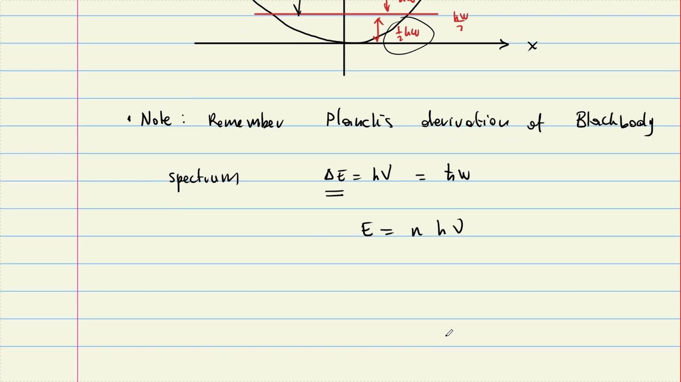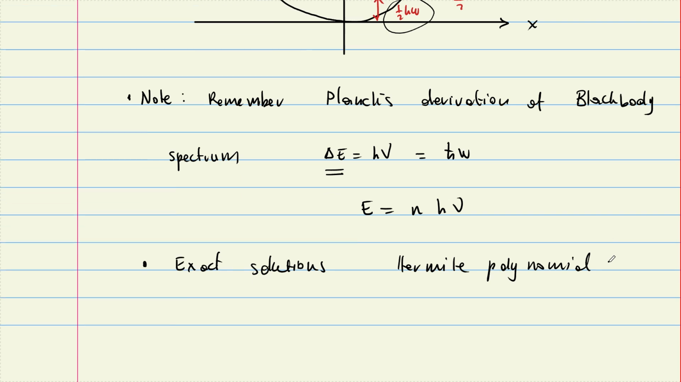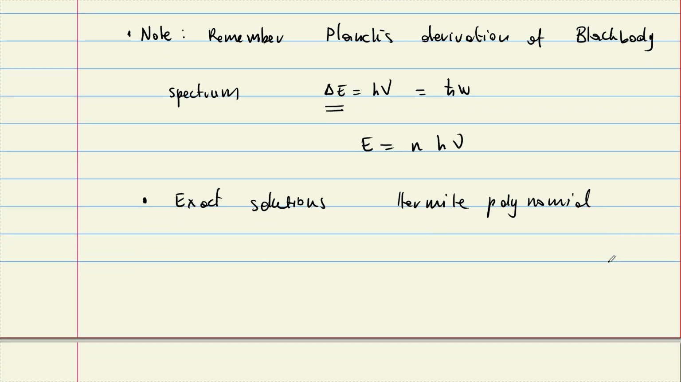And lastly, exact solutions are known. So exact solutions are the so-called harmonic polynomials. So they are like sines and cosines. We studied that they are like sines and cosines for the quadratic potential, and they are something like that.